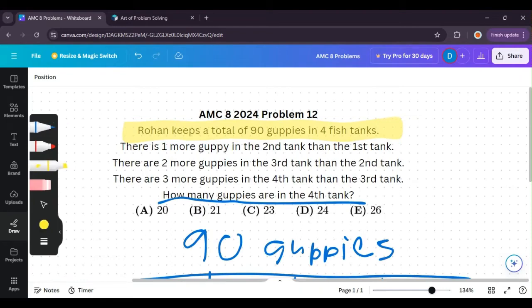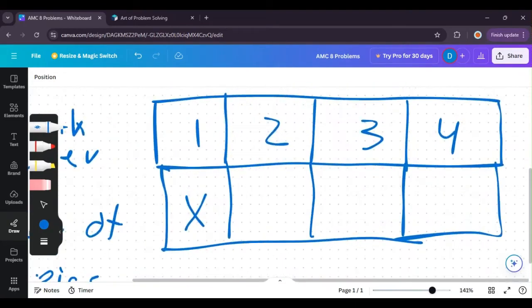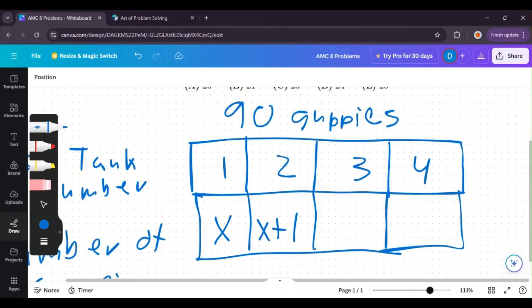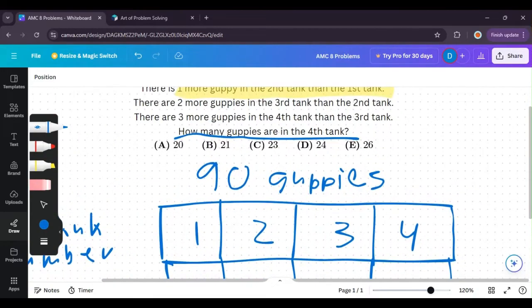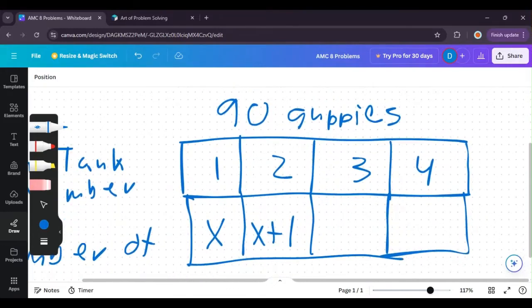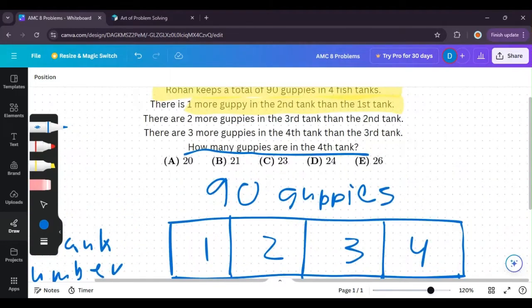So there is 1 more guppy in the second tank than the first tank. So we know that the second tank is x plus 1. The reason why is because it's 1 more, or we add 1. Okay, so there's 1 more, or x plus 1, which is 1 more than x for the number of guppies.